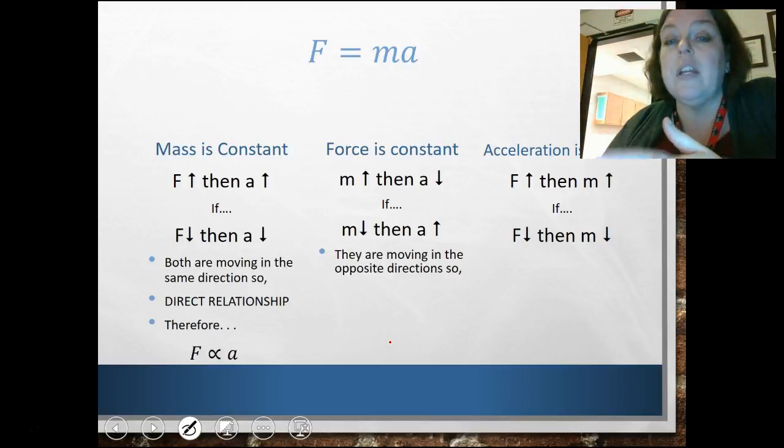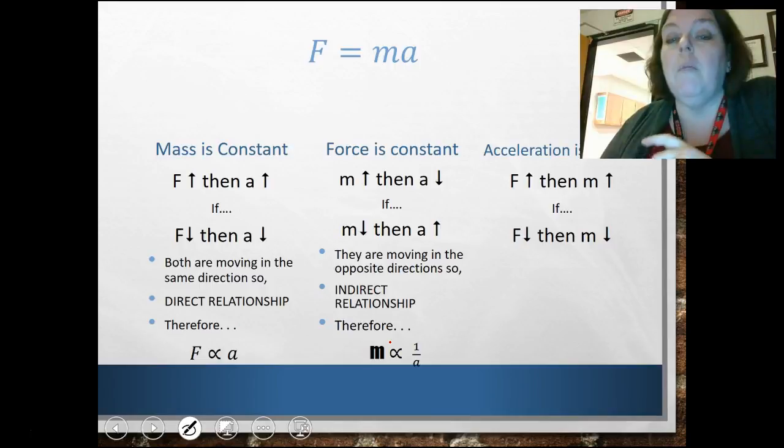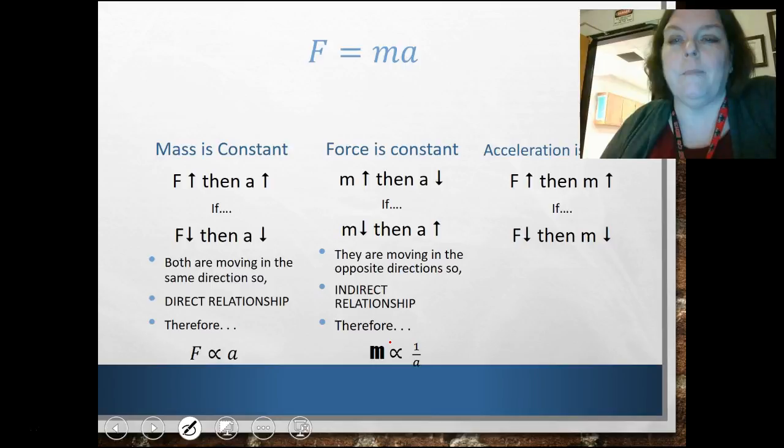So these are moving in opposite directions. They're moving in different directions. So that means it's an indirect relationship. Therefore, mass is proportional to 1 over acceleration. It's an indirect relationship. They're not saying one is proportional to the other. It's proportional to 1 over, or the reciprocal of, the other.